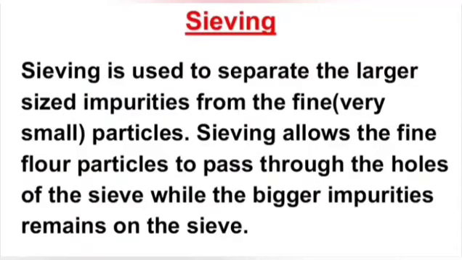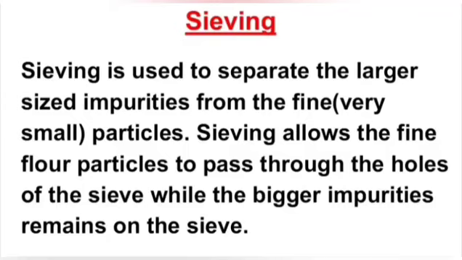Next method of separation is sieving. Now what is sieving? Sieving is used to separate the larger sized impurities from the fine, very small particles. I am repeating: sieving is used to separate the larger sized impurities from the fine particles.